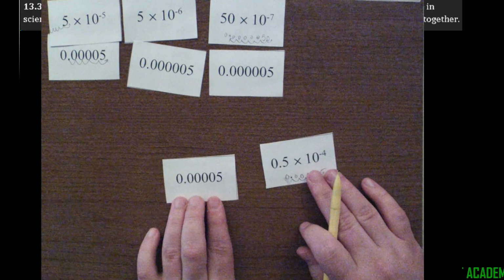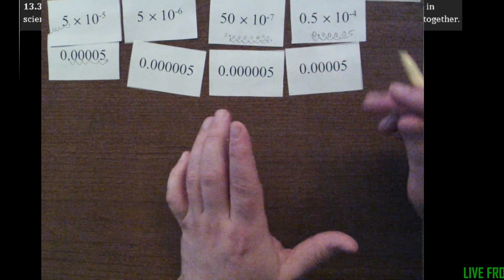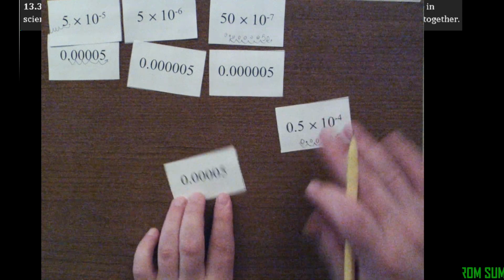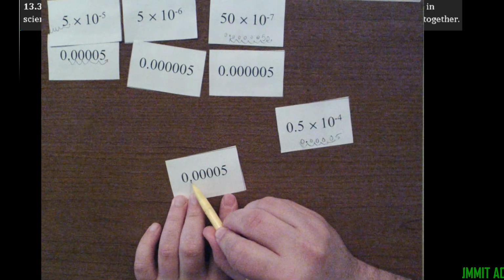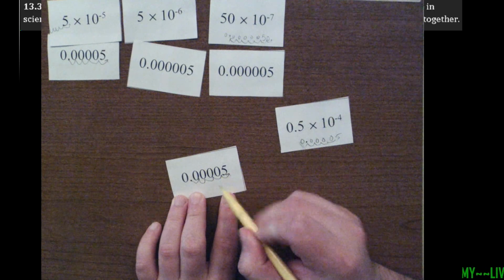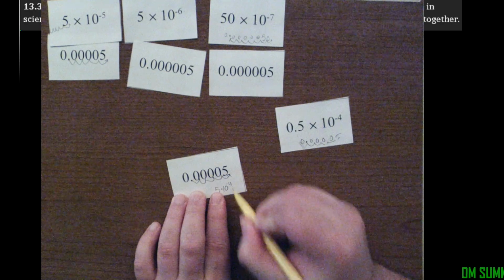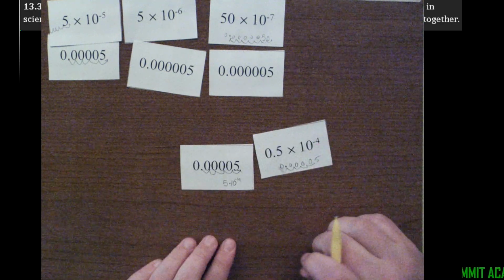So make sure you're able to change it from scientific notation to standard form. Or if you want to change it from standard form to scientific notation, again, I can move the decimal place 1, 2, 3, 4, 5 times. And so I'd say this is going to be 5 times 10 to the exponent of -4. So just make sure that you're pairing those together.